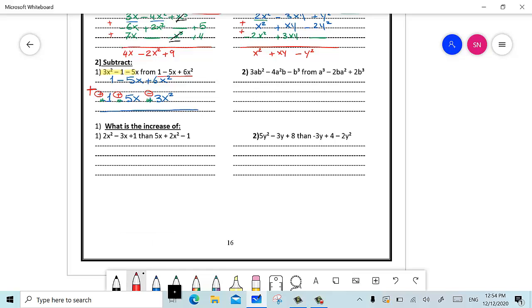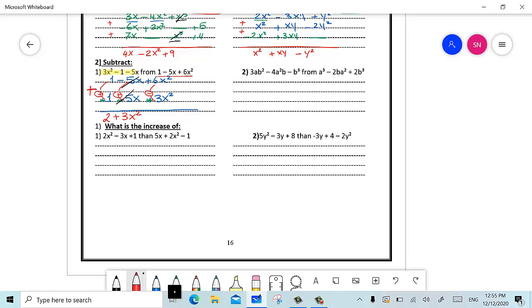Just go and do 1 plus 1, and this is equal to 2. Negative 5 plus 5 is equal to 0, so I'm not going to write it. They are the additive inverse of each other. And then I go and do 6 minus 3, and this is equal to positive 3. So I'm going to write here positive 3, and of course the variable is as it is, x squared.